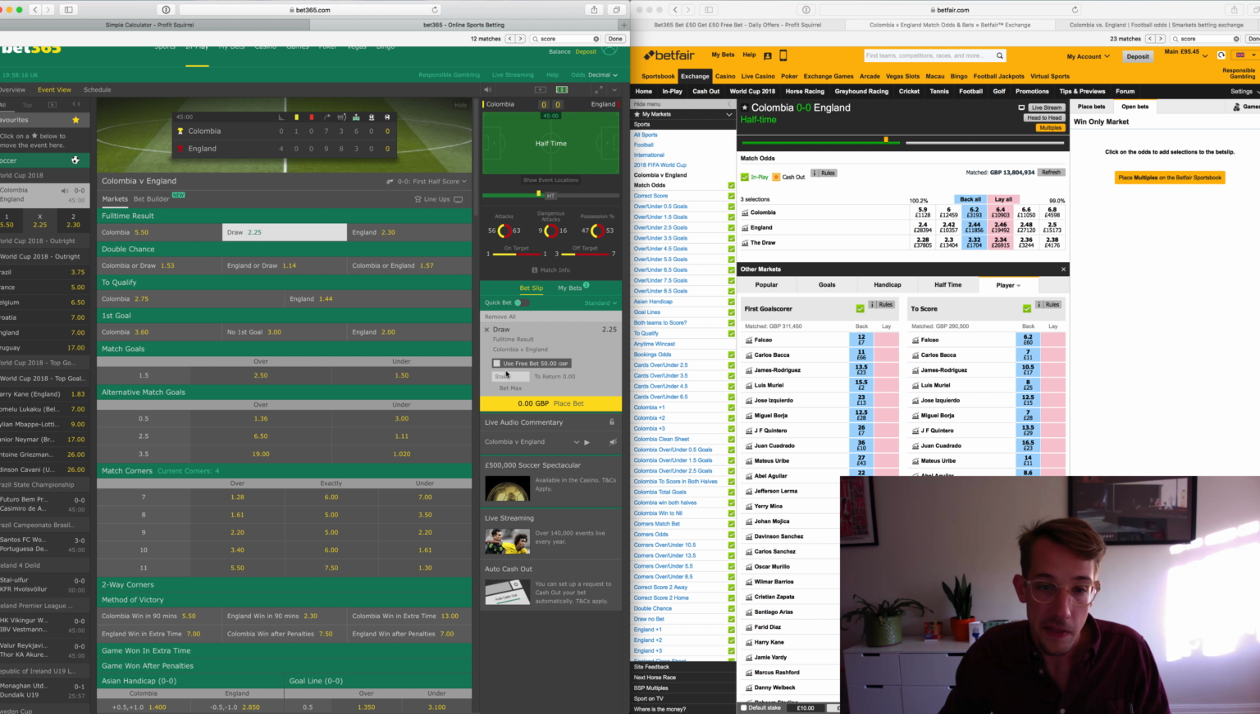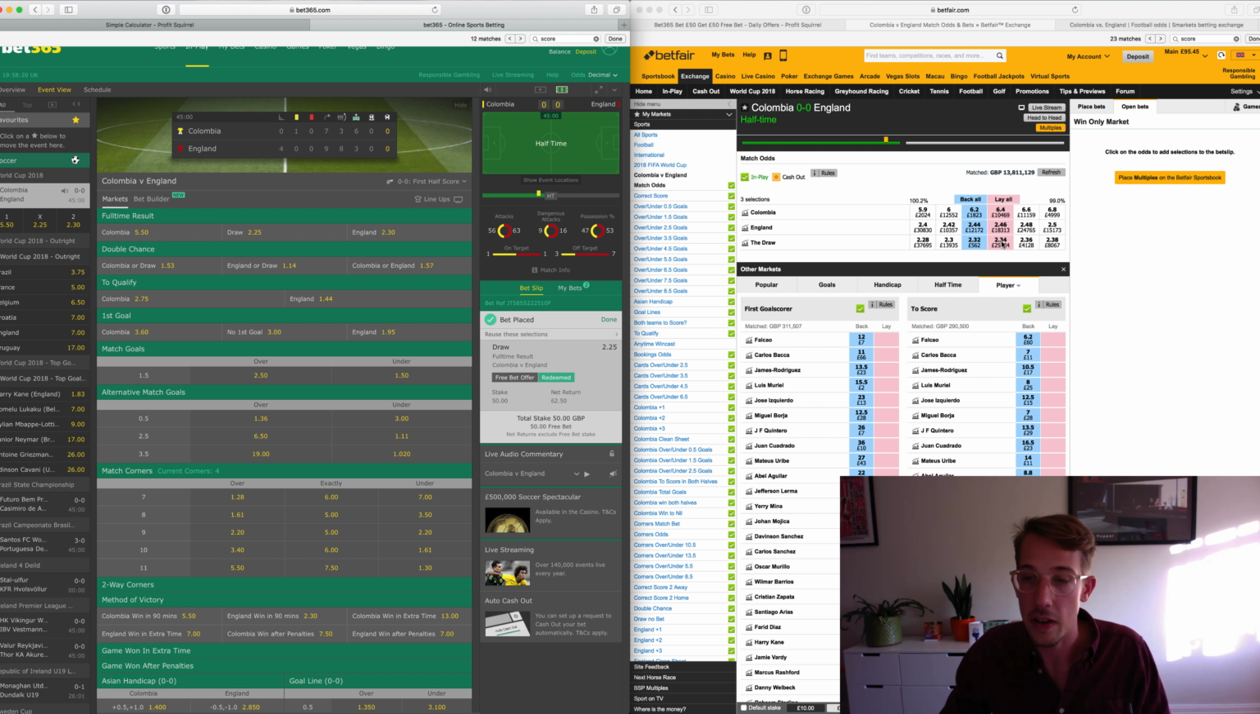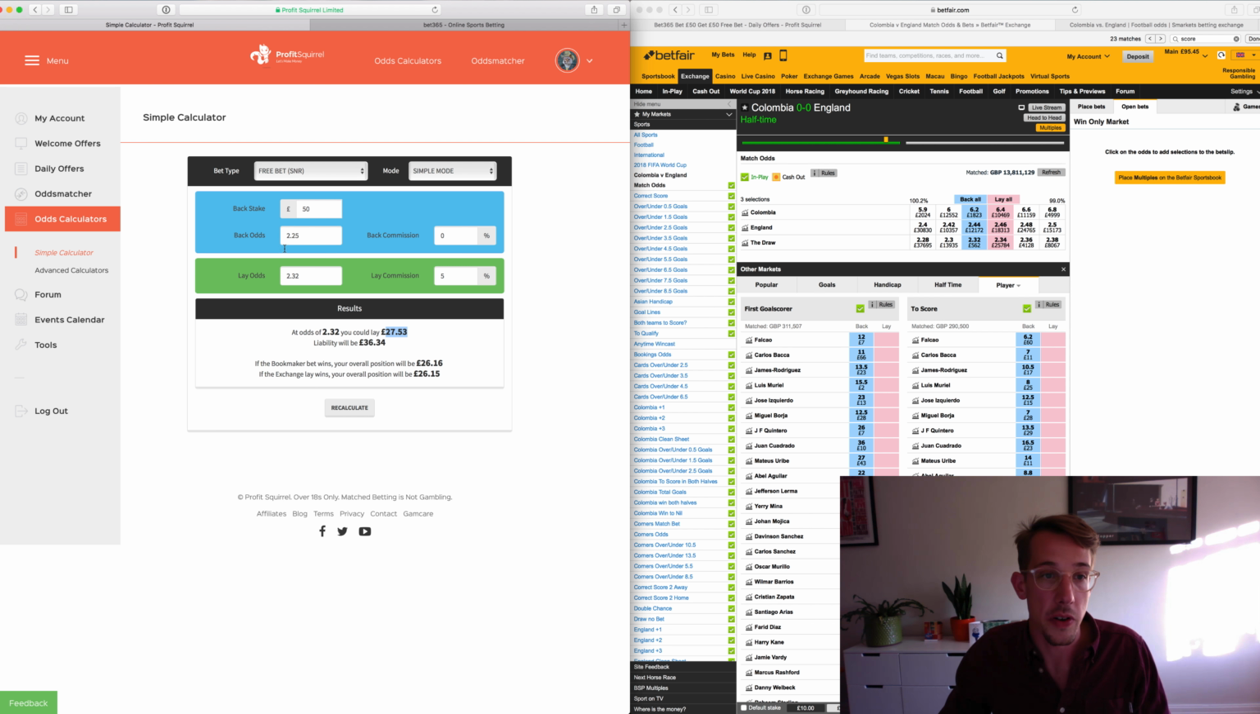First I back, use my free £50 bet, place bet, and then those odds have just jumped to 2.34. So what I'm going to do is just calculate that. This does sometimes happen, but it doesn't happen so fast on the exchange, really, if it's in a break, such as half time. I'm just going to watch that for a minute, see if it changes back down.